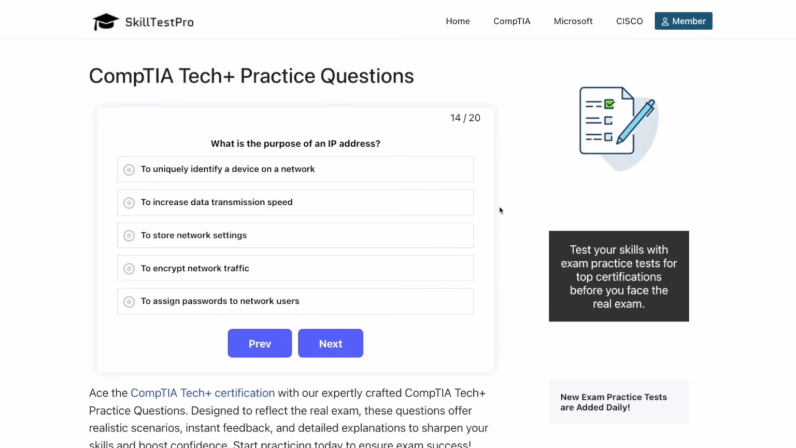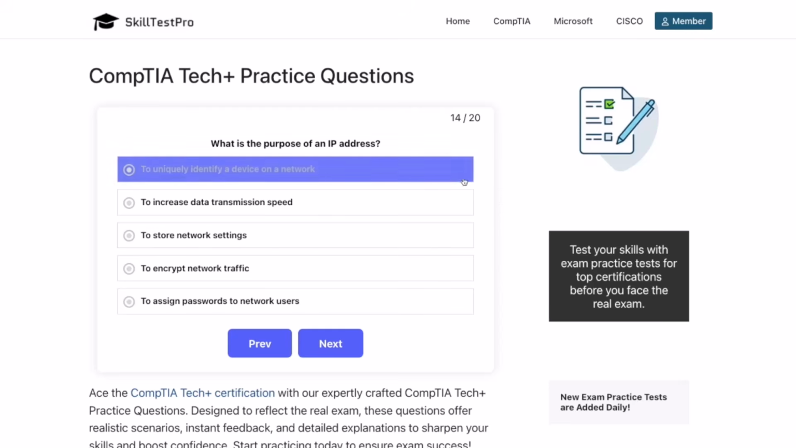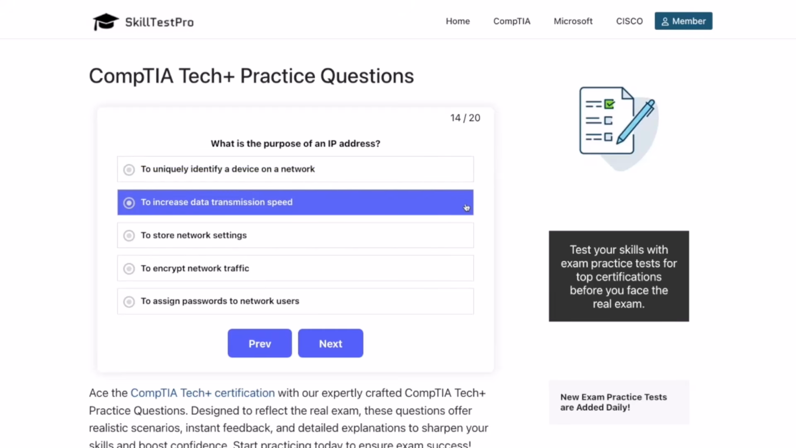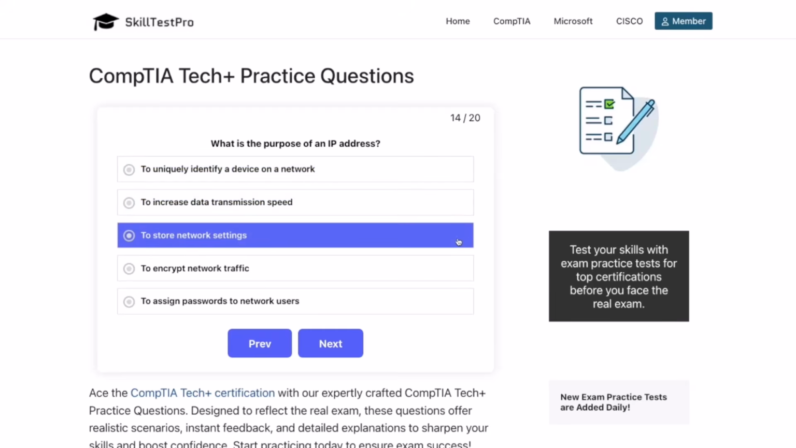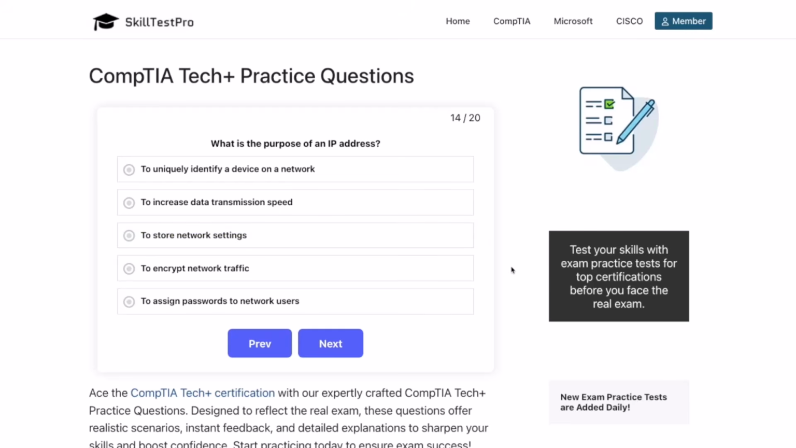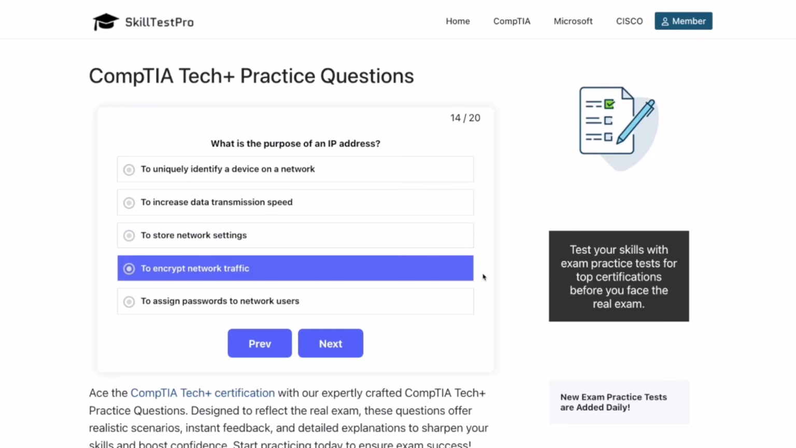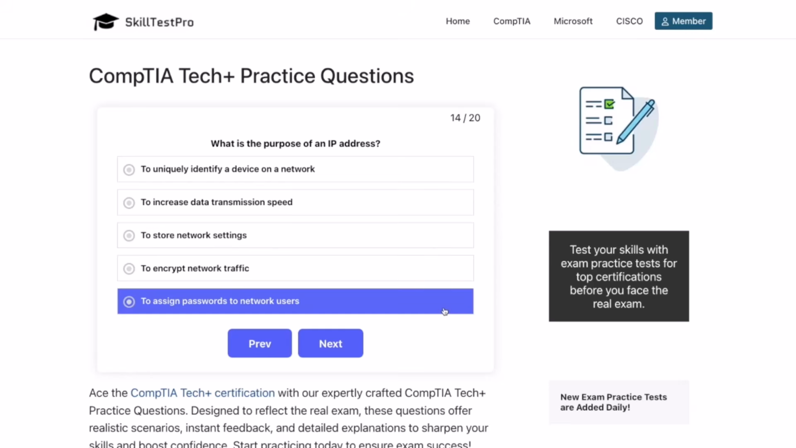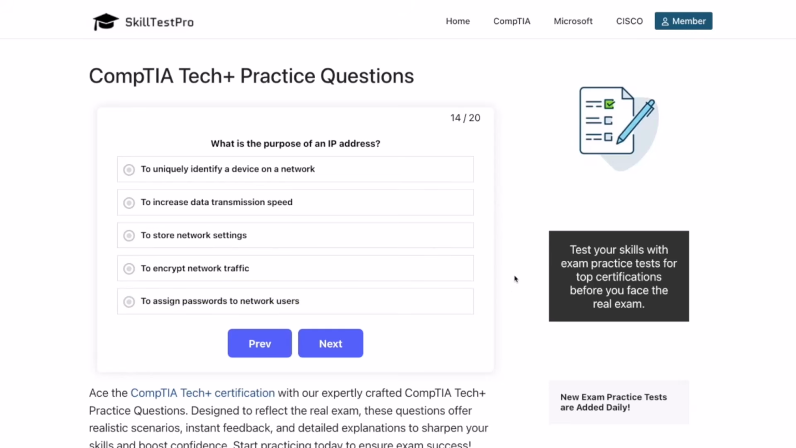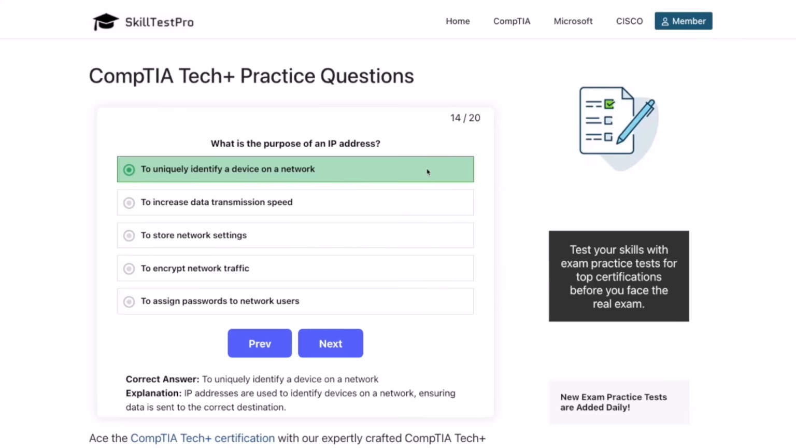All right, question 14. What is the purpose of an IP address? To uniquely identify a device on a network, to increase data transmission speed, to store network settings, to encrypt network traffic, or to assign passwords to network users? Correct answer is to uniquely identify a device on a network. IP addresses are used to identify devices on a network, ensuring that data is sent to the correct destination.